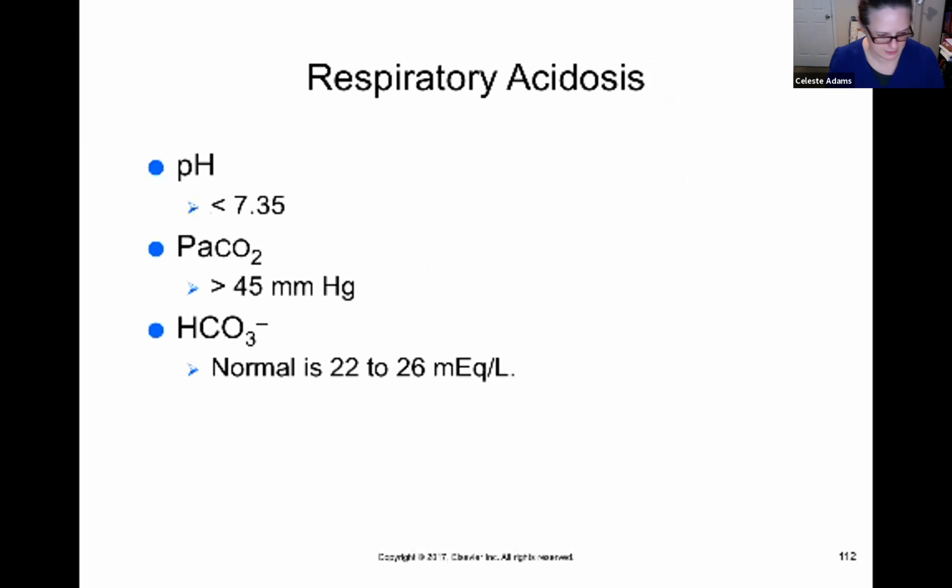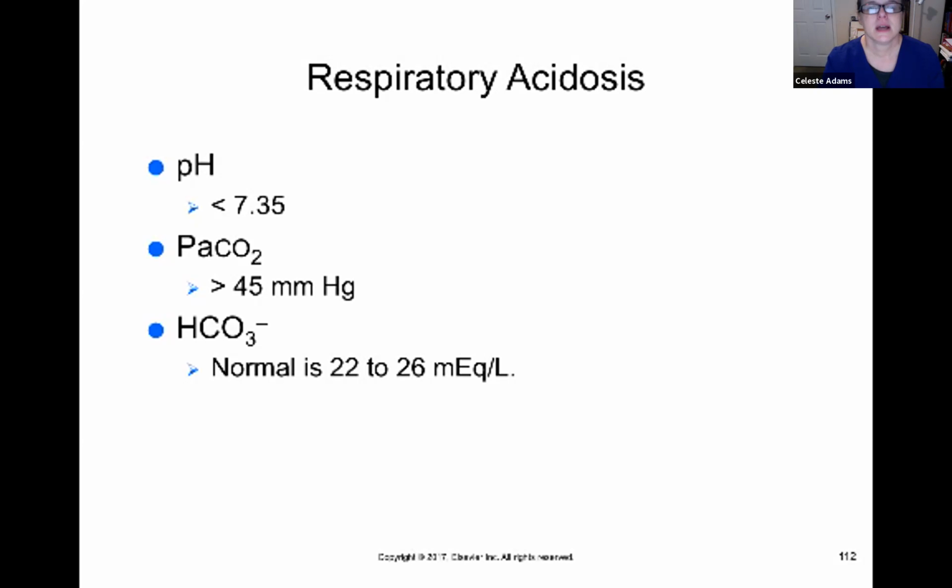Respiratory acidosis. Respiratory acidosis is going to be a pH below 7.35, because remember, below 7.35 you're going to be acidotic. When you see this number, you check whether it's above 7.45 or below 7.35, and that tells you if you have acidosis or alkalosis. So in respiratory acidosis, our pH is going to be below 7.35.